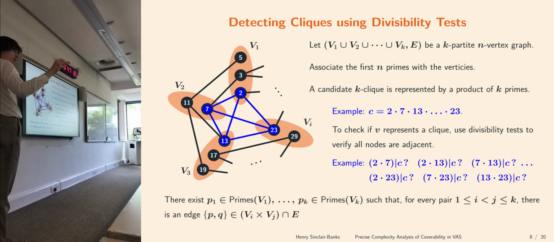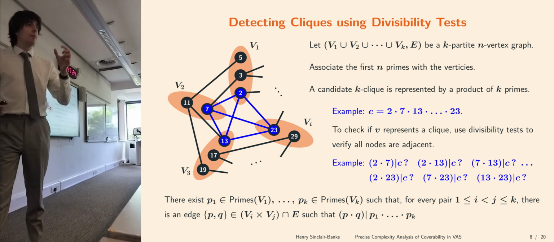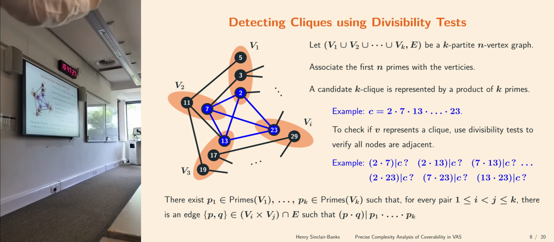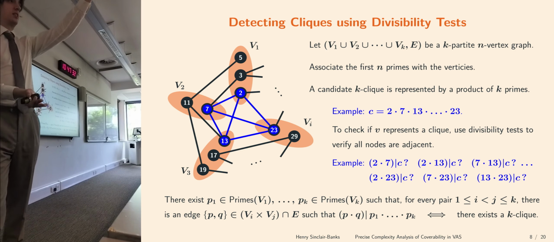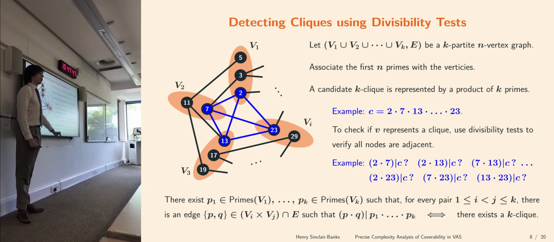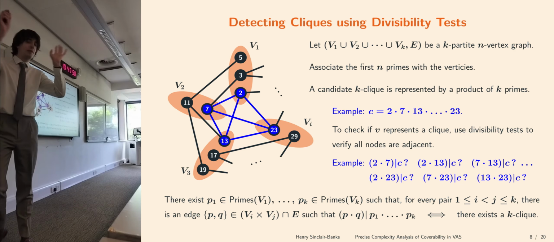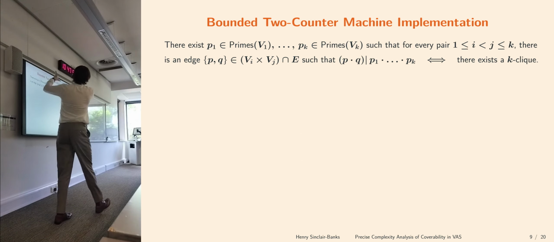And so the formal statement, which I realize is probably not super readable, is that there exist primes, where I choose one node in v1, one node in v2, etc., and take their primes, such that for every pair i, j of vertex subsets vi, vj, there is an edge between them, so vi cross vj intersects the edge set. There really is an edge with endpoints p and q, such that p and q divide my big product of primes that I chose as my candidate clique. And I claim that this is all we need to decide whether there's a k-clique. I hope that makes sense. Cool.